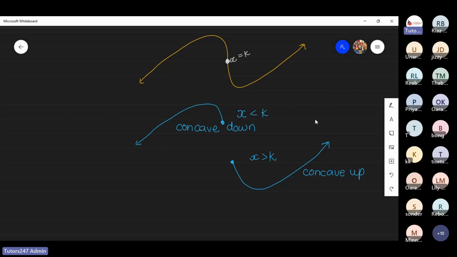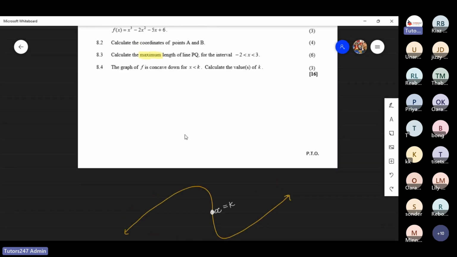So let's go back to our question and see what we were supposed to calculate. Question 8.4, the graph of f is concave down for x less than k. Calculate the value or values of k. So we need to find what is the value of k. Before we can even start to calculate k, we need to ask ourselves, what does k represent? How do you calculate something if you don't know what it represents? So we can see that k represents the point of inflection.